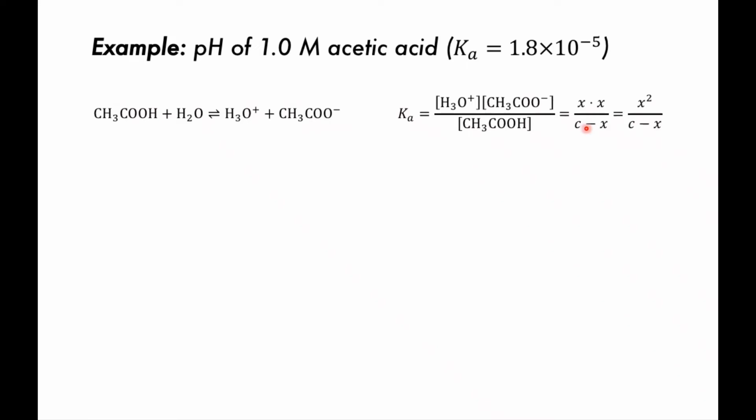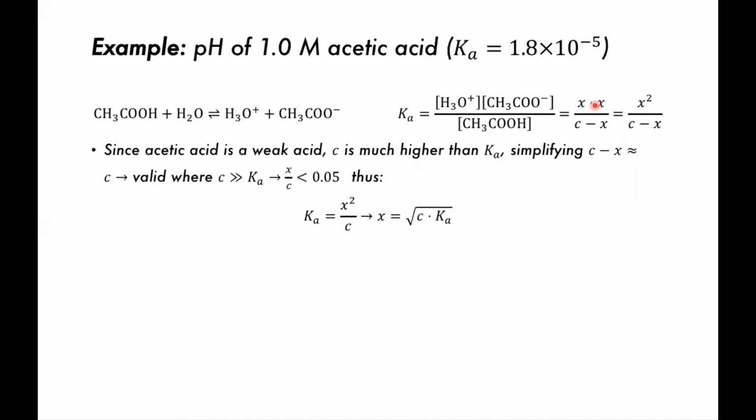So what is C? C is the initial concentration, in this case 1.0. And then X is obviously the one at the top here. So we have Ka, we have one unknown, which is X. We can form a quadratic expression for that, but we can simplify some. So since acetic acid is a weak acid, C is much higher than Ka.